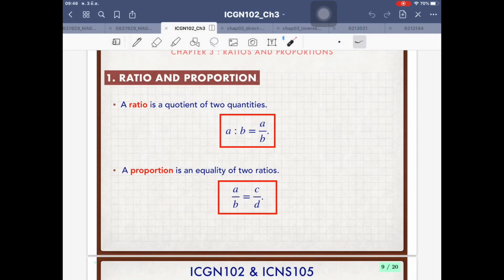All right, from the previous, we know about the ratio. Ratio will be just a quotient of two quantities. Here, if we have the quantity of A and B, we can say that the ratio of A to B can be written as A colon B, or in the fraction form, it is A over B.